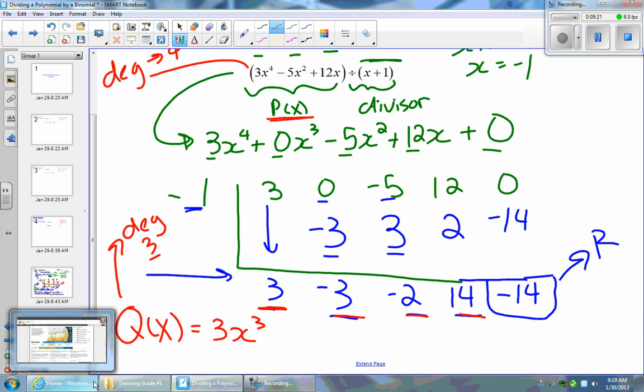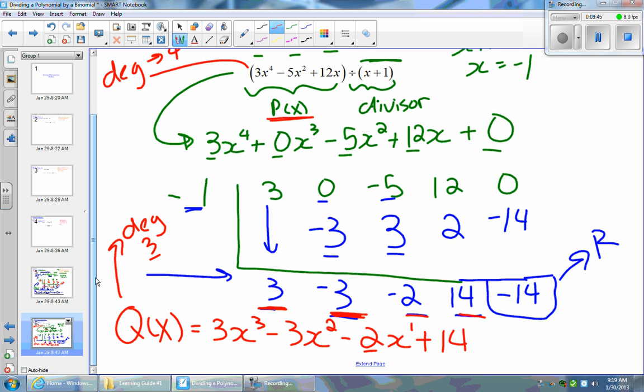Then you're going to subtract the second term. That's where the negative 3 comes from, right there. And the power of that term is going to be 2. So we're going down in degrees. The next term is going to have a degree of 1, and that coefficient is a negative 2. And finally, our constant is going to be a positive 14. So there is my quotient.